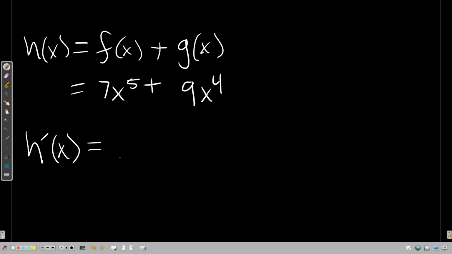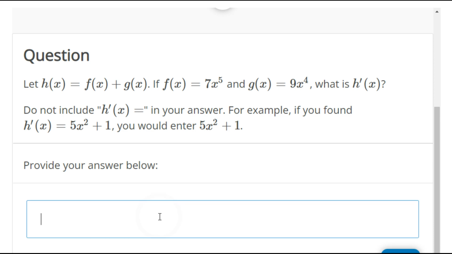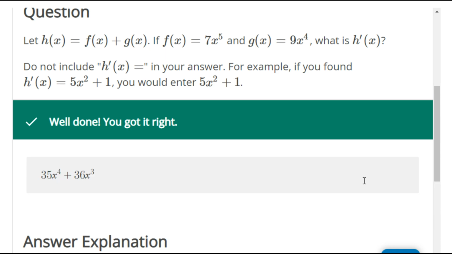So you just take the derivative of this one. You get 7 times 5x to the 5 minus 1. And then the other one is 9 times 4x to the 4 minus 1. Simplify this and you have 35x to the 4th plus 36x cubed. And you just type that in, but don't include the h prime. Absolutely include the h prime if you are on a written exam, but here in the homework, they're just wanting the function, the rule.